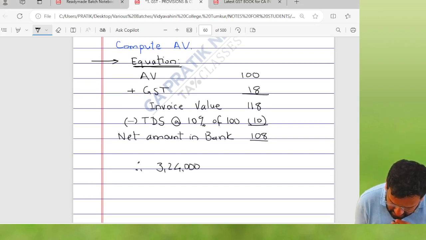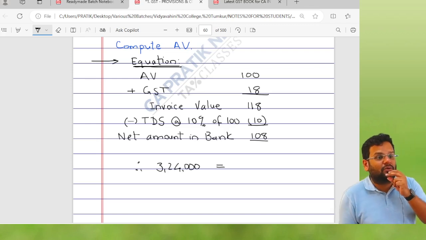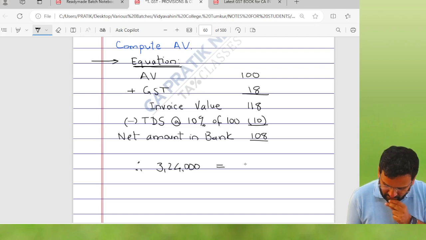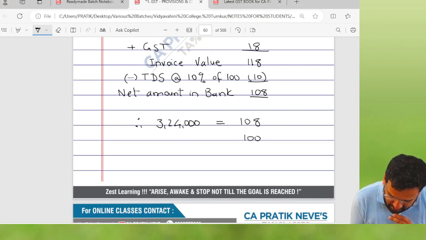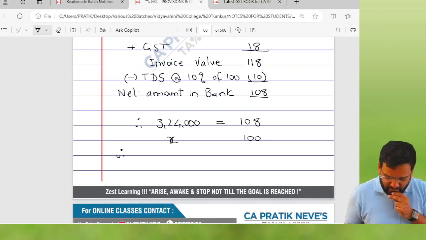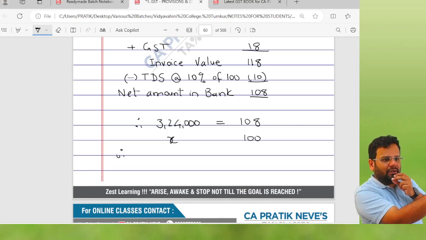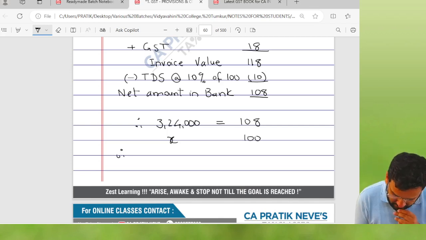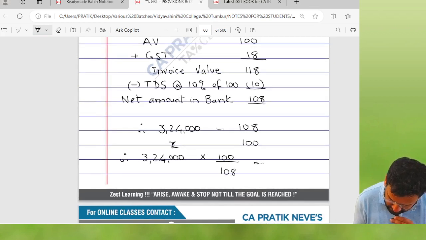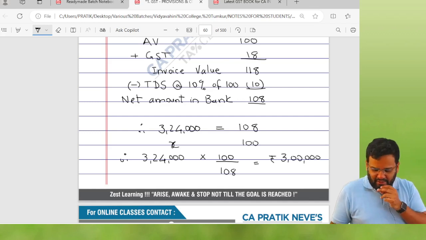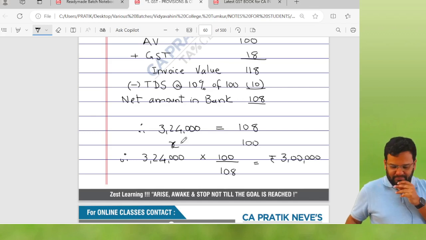So can I say, right now, how much I have received? 3,24,000. So can I say 3,24,000 is equal to 108? So 100 is how much? Can we do the cross multiplication? 3,24,000 is equal to 108. So 100 is how much? So 3,24,000 into 100 by 108. How much are you getting? Rupees 3 lakh. Did you all understand?